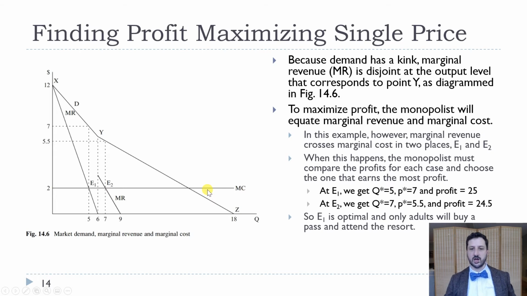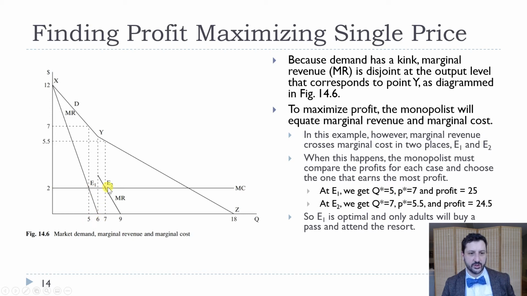So we've got the marginal cost curve intersecting the marginal revenue curve twice. And there's no real easy way to do this other than just calculating the profit from each intersection, right? So if we go with the first one at E1, we're going to set quantity equal to 5. We're going to go up to the demand curve. We're going to set price equal to 7. And then we can calculate profit. It's just going to be 5 times 5, or 25.